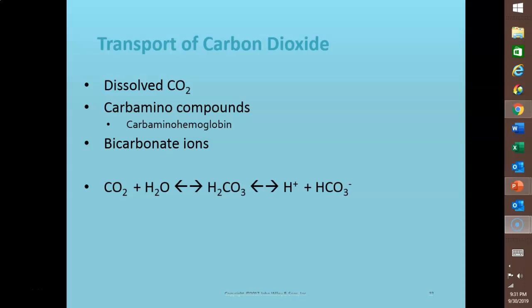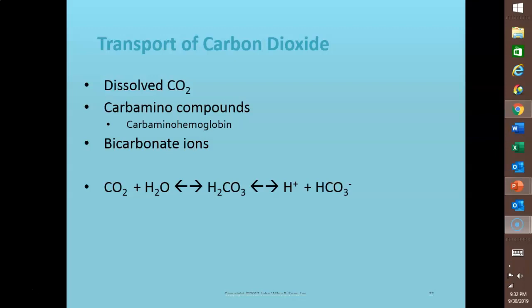So, for instance, in tissue capillaries, the partial pressure of CO2 is relatively high, so that promotes the formation of carbaminohemoglobin. But in pulmonary capillaries, CO2 partial pressure is low, and the CO2 readily splits apart from the globin and enters the alveoli by diffusion, and boom, we exhale and they're gone.